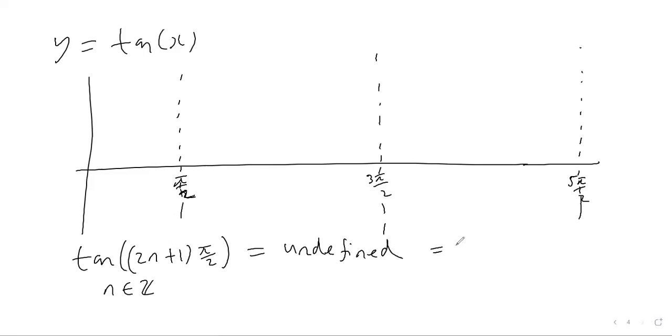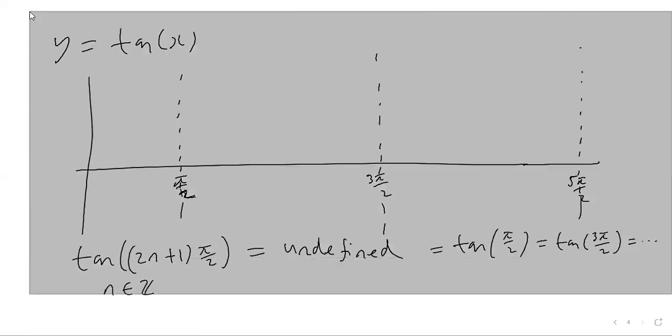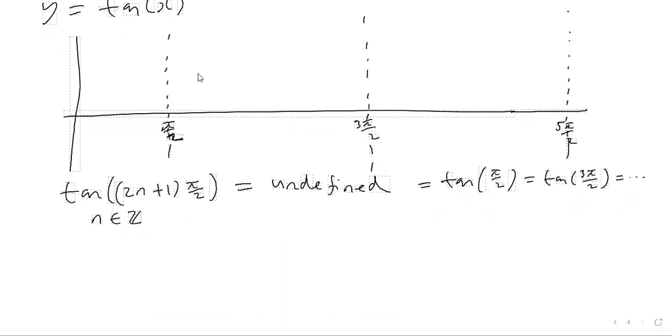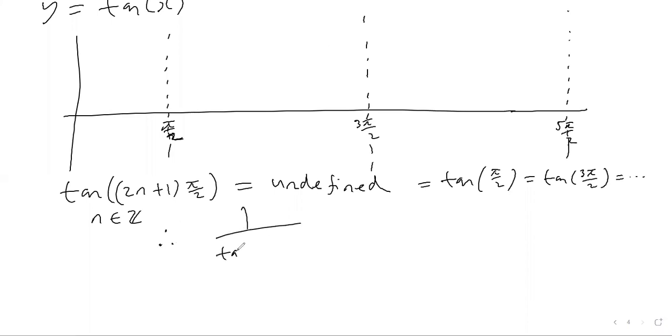So for example, tan of 90 degrees, or pi over 2, that's undefined. Tan of 3 pi over 2, that's undefined, and so on. So these are all undefined. That means that if tan is undefined, then 1 over tan is certainly undefined at those values. So 1 over tan of these odd numbers times pi over 2 must also be undefined.